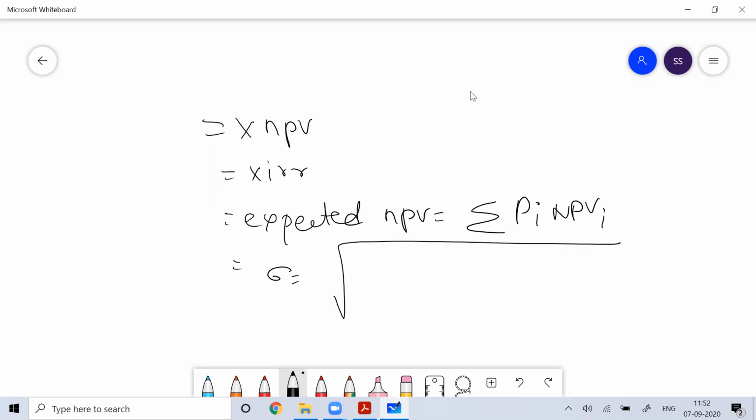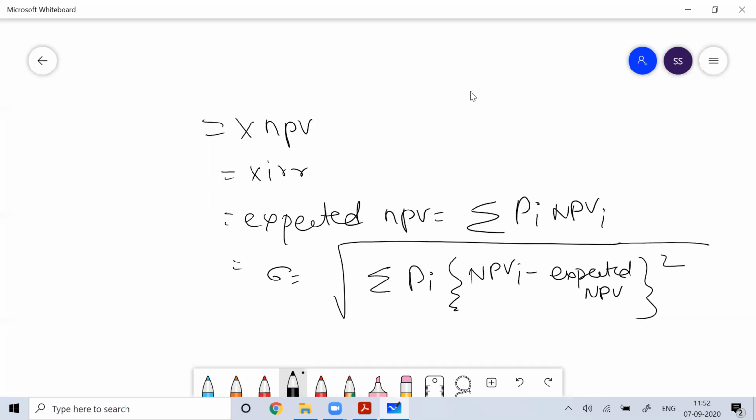Once you get that, you can find the standard deviation also. The standard deviation is the summation of pi into the individual NPV minus the expected NPV, squared. That way you can find the standard deviation. And if you want to do more risk analysis, you can calculate the coefficient of variation, where the coefficient of variation would be the standard deviation divided by the expected NPV, into 100.